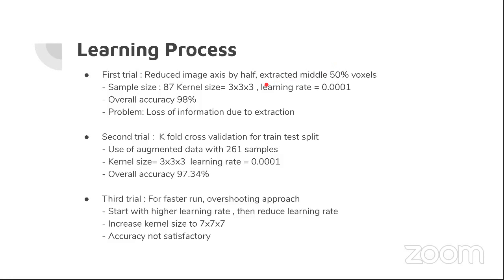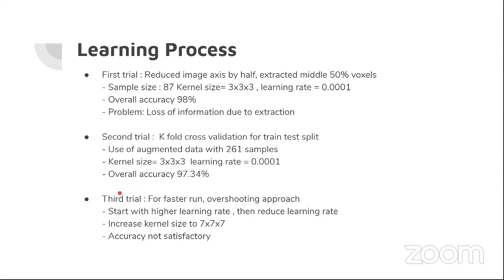In our next trial, we adopted a better strategy for the train-test split, that is k-fold cross validation. Here we implemented 5-fold cross validation with the augmented data, that is, the original data flipped vertically and horizontally, so basically 3 times the original data size. We kept the kernel size and learning rate the same as above. But our overall accuracy was 97.34%, which meant our model was basically trying to predict the zeros, and it was not satisfactory.